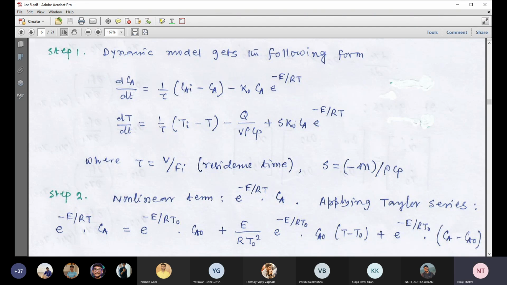Linearized version of the term? Yes, they are matching. Correct. Now what we'll do, we will just substitute here in the model equation.